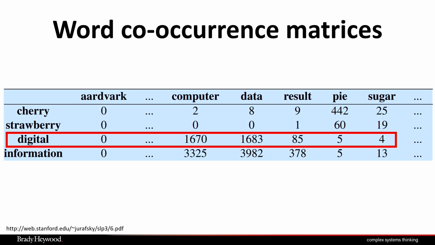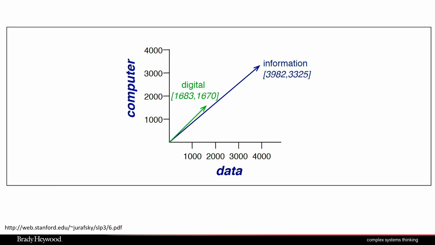If you just take 2 dimensions out of this matrix, you can actually use it to plot the words. So if we just use the dimensions computer and data, we can see that the words digital and information are actually very close together. And oftentimes when we're measuring closeness with vectors, we're not using how far away the dots are, but instead we're measuring the angle between them. So the angle between these two words is very low. This is called cosine similarity, and it would be pretty high in this case.